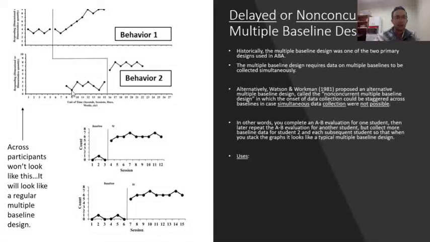So what happened for behavior 2 is data were collected for at least 8 sessions, right? So 1, 2, 3, 4, 5, 6, 7, 8 sessions with no change in the behavior. And then they introduced the independent variable, and there's a change in the behavior. Okay, so that's a demonstration of experimental control, because behavior is only changing when the independent variable is introduced.